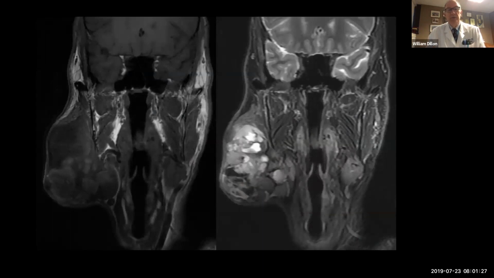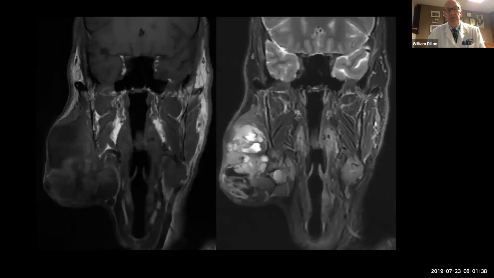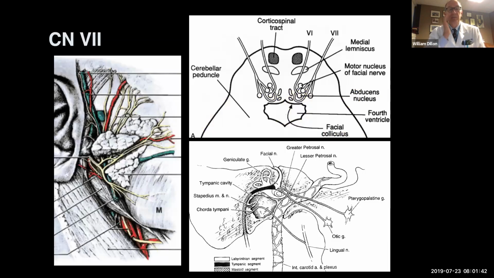In this case, this was a giant pleomorphic adenoma. He had this mass for years, didn't take care of it, and it also had a little cancer in situ. So this was a complicated case, but it can get very large if not taken care of.